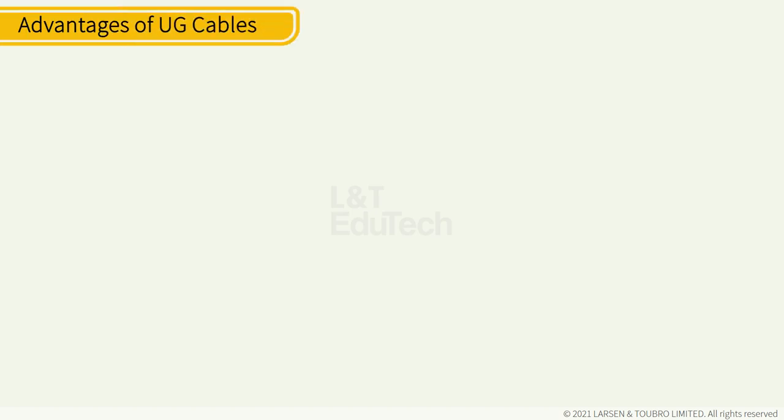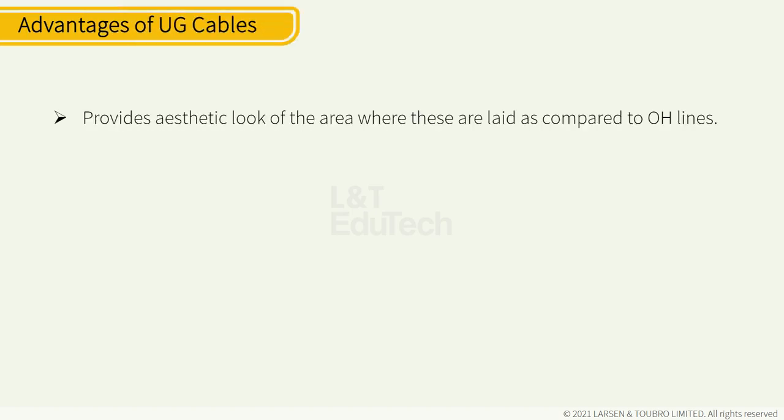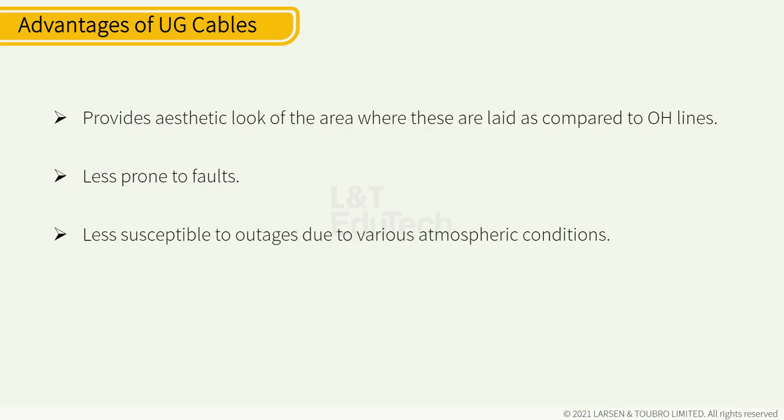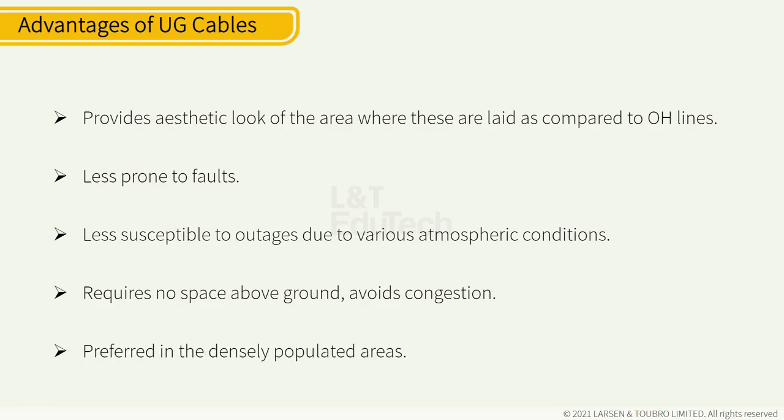Advantages of UG cables are: provides aesthetic look of the area where these are laid as compared to OH lines, less prone to faults, less susceptible to outages due to various atmospheric conditions, requires no space above ground, avoids congestion, preferred in the densely populated areas.